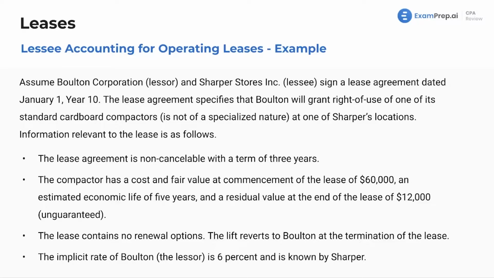So assume Bolton Corporation, the lessor, and Sharper Stores, the lessee. So we're from Sharper's perspective at this point. We sign a lease agreement dated January 1st, year 10, and we're using the same dates, which is nice. The lease agreement specifies that Bolton will grant right of use of one of its standard cardboard compactors. It's not specialized in nature, so we know why that's included there, at one of Sharper's locations.